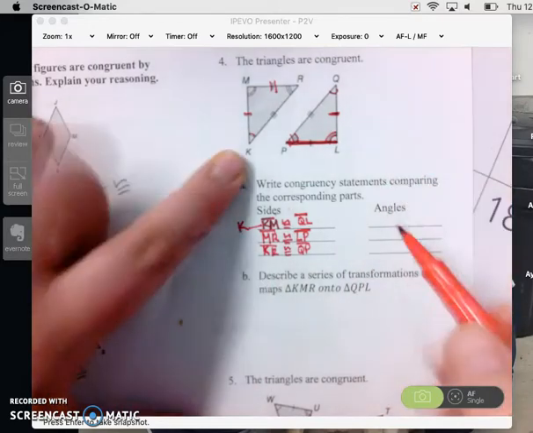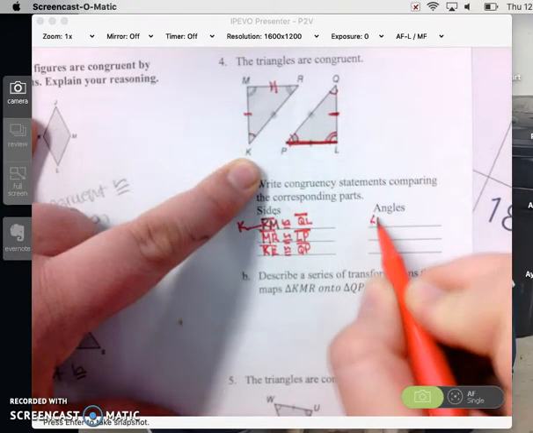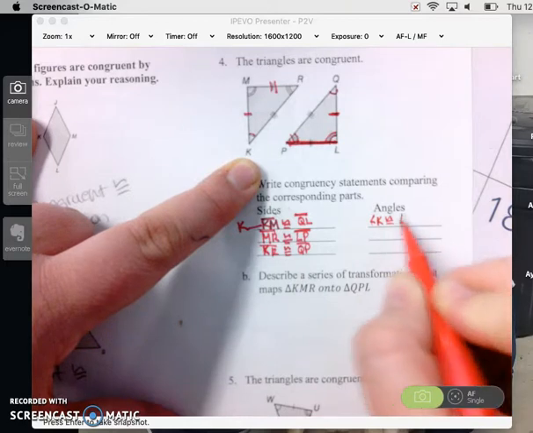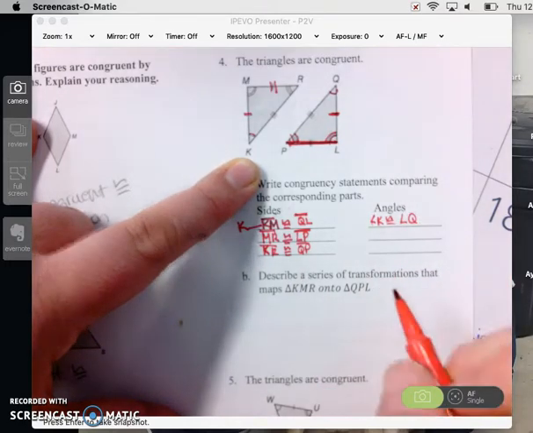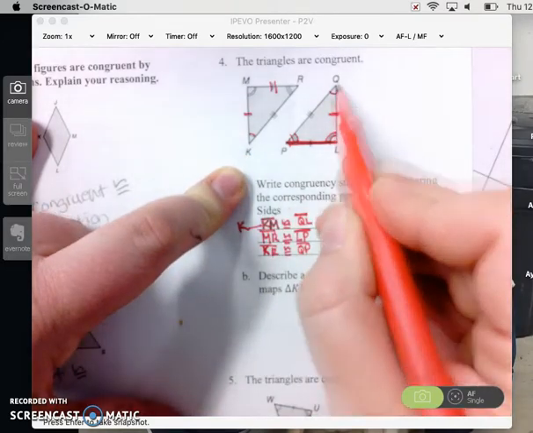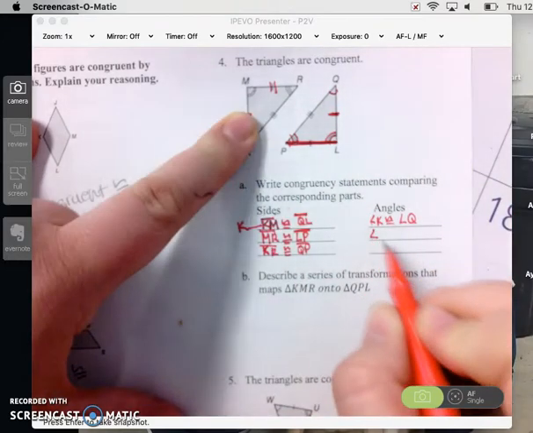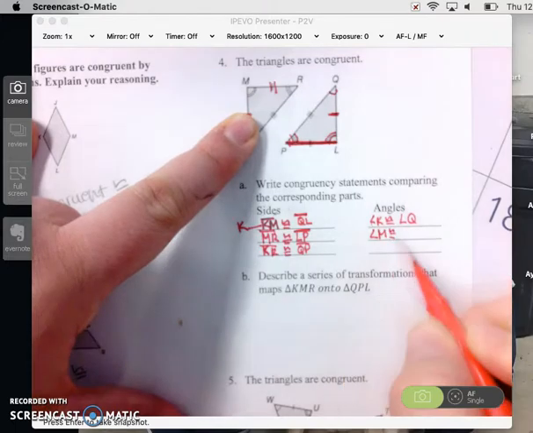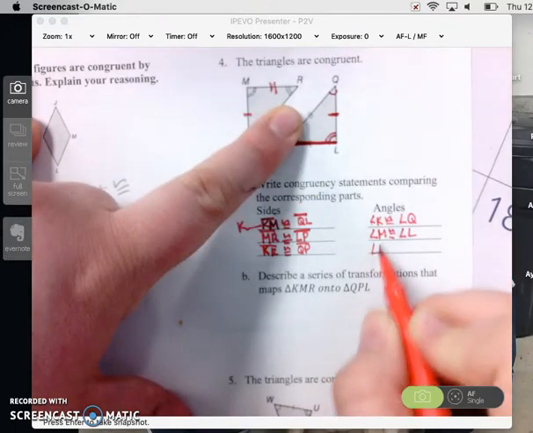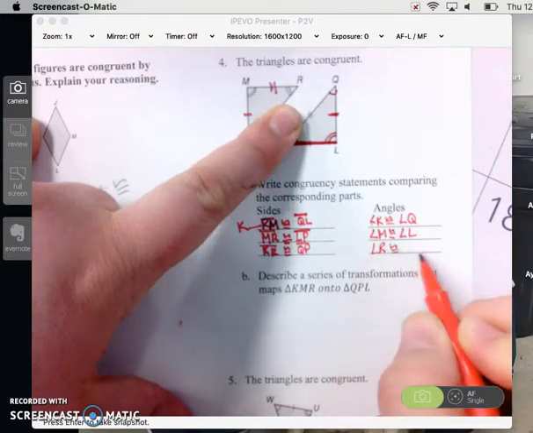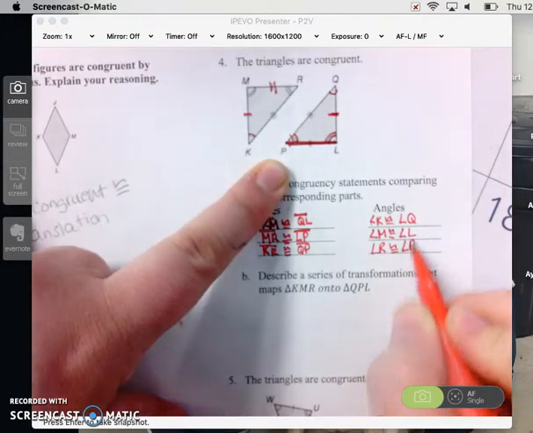Okay, and then I'm going to write angle K is congruent to angle Q. I'm going to do the angles now. Angle K and Q both have 1 arc. Angle M and angle L. And then angle R and angle P.